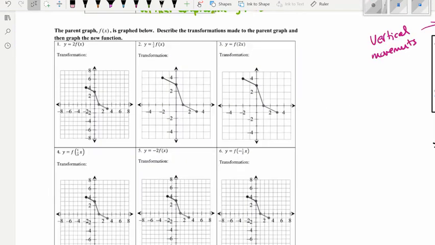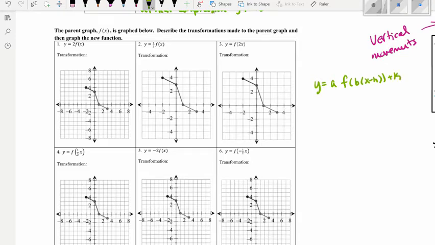The parent graph f of x is graphed below. Describe the transformations made to the parent graph, and then graph the new function. So let's go ahead and write down our general equation. So y equals a times f of b times x minus h plus k.